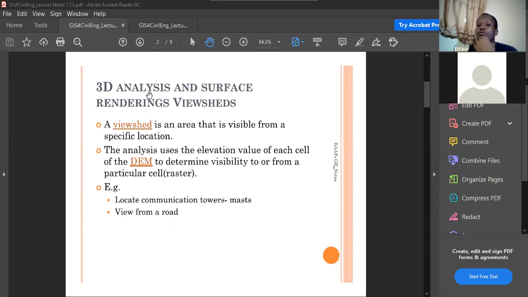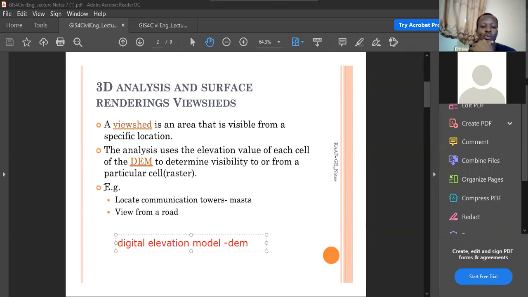The analysis for viewshed makes use of a digital elevation model, or a DEM. It's a lecture, so when I write DEM and mention the meaning and you are hearing it for the first time, write it down. DEM stands for digital elevation model.